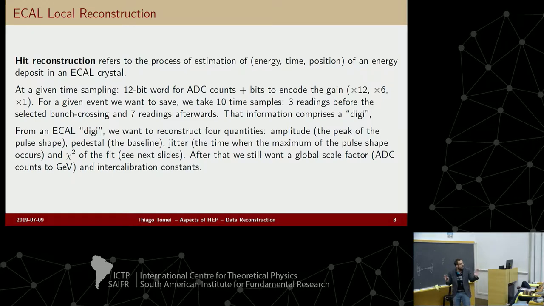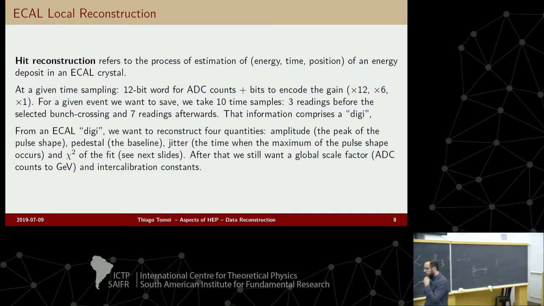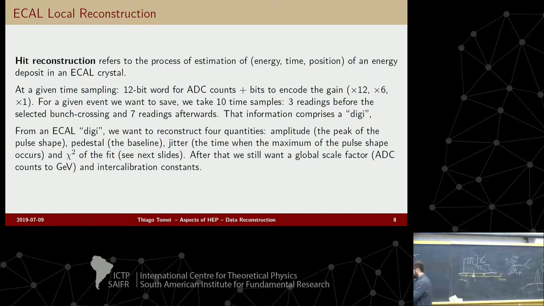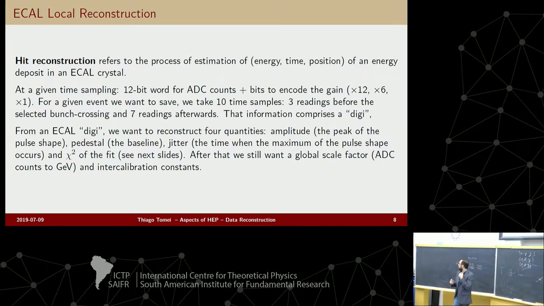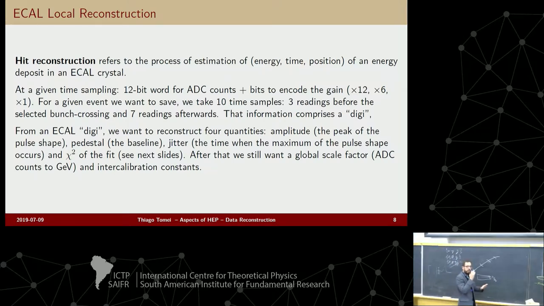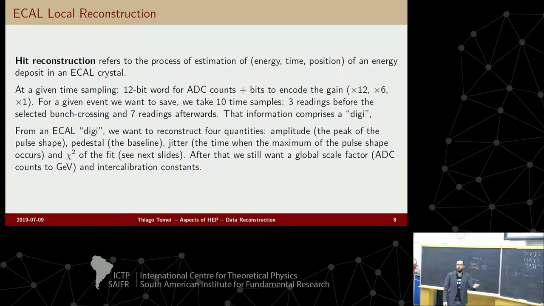But still, all of that only gives you ADC counts. You still need to transform ADC to GeV. So you need a global calibration. And how is this done? This is usually done with radioactive sources that give particles at a very well understood energy range. And then we still use intercalibration, where you use all the parts of the detector to calibrate each other.